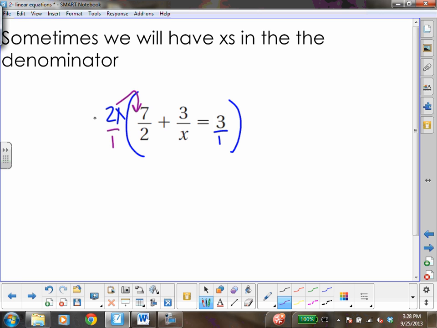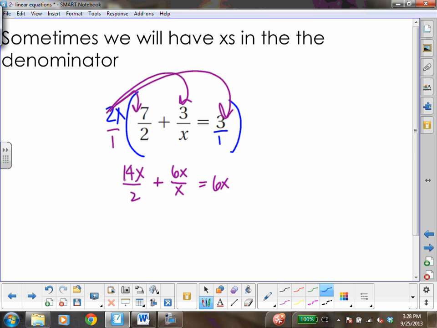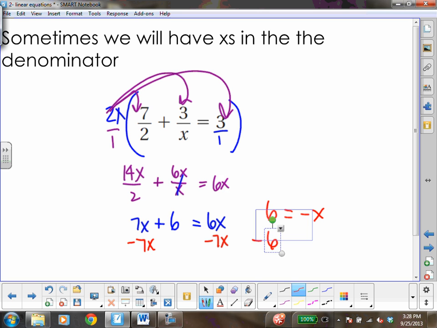So when I multiply this to each term, I've got 2x times 7, which is 14, and 2x times 3, so that's 6x over x. And 2x times 3 again, so this is 6x over 1, or just 6x. So now I'll simplify 7x plus the x's cancel here, so 6 equals 6x. And now I'll get the x's on the same side by subtracting 7x. So 6 equals negative x, or negative 6 equals x.